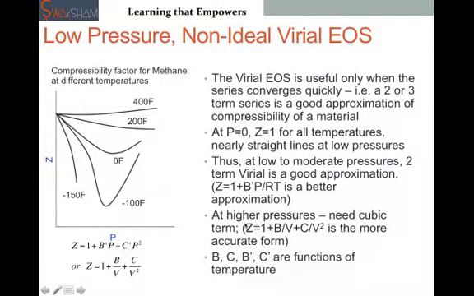We find that for higher pressures, especially when we use this three-term model, Z is equal to 1 plus B over V plus C over V square is a more accurate form than when we express Z as a function of pressure. Again, we remember that B, C, B dash, C dash, etc. are functions of temperature.